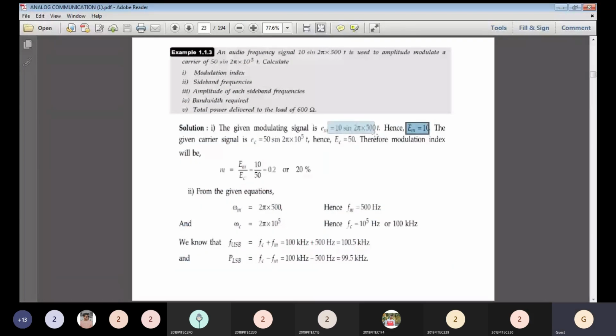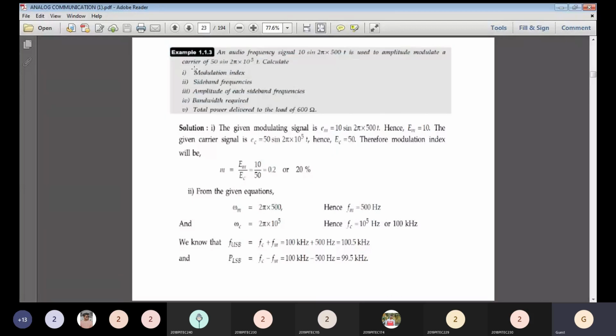From the first equation, the modulating signal equation, the amplitude of the modulating signal is 10. This is the amplitude value, so EM is equal to 10. Next, from the second equation, the amplitude of the carrier signal is equal to 50. So EC value, carrier signal amplitude, is equal to 50.